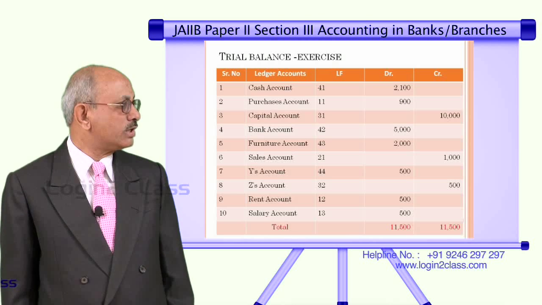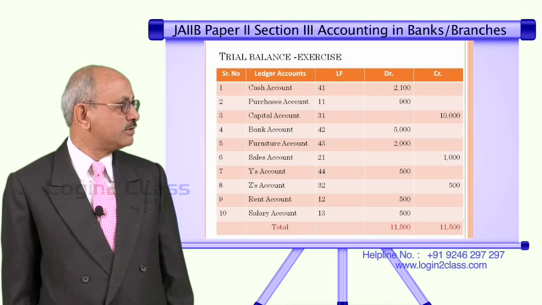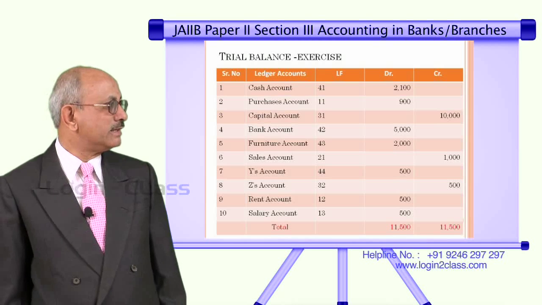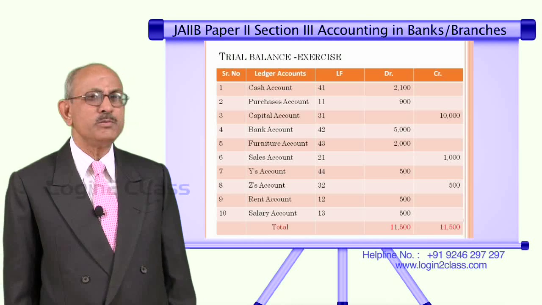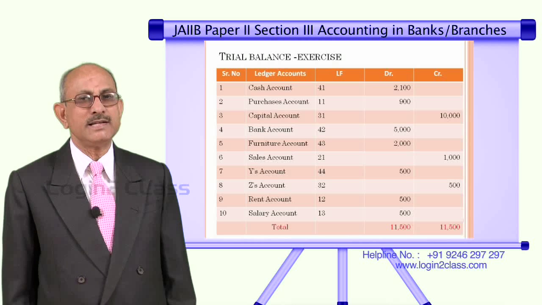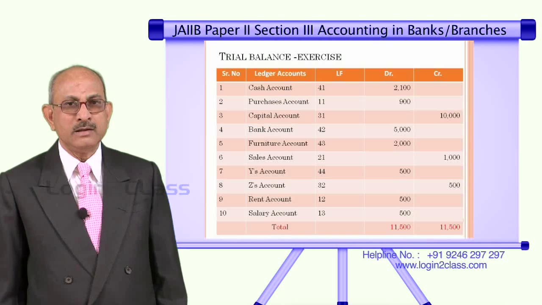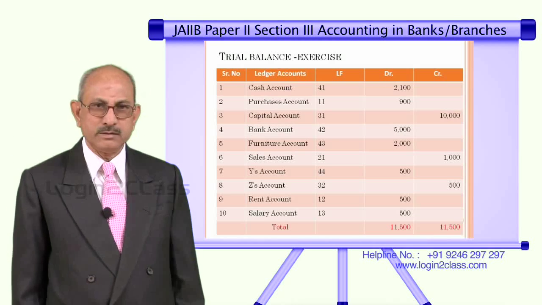And now when you total all these, you find that the totals tally. The 11,500 is the total of the debit side and 11,500 is the total of the credit side. That means your trial balance has agreed. That means there are no mistakes in journalizing the entries as well as in posting of ledgers. But does it mean that actually there are no mistakes?